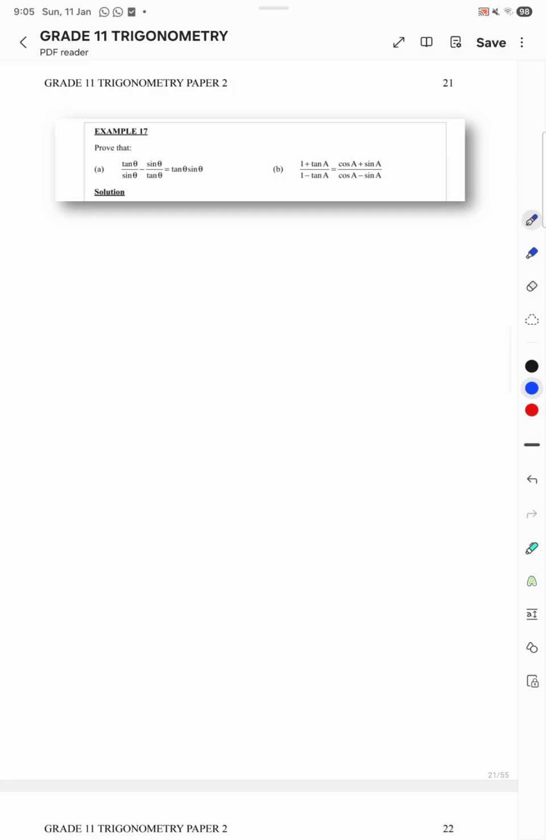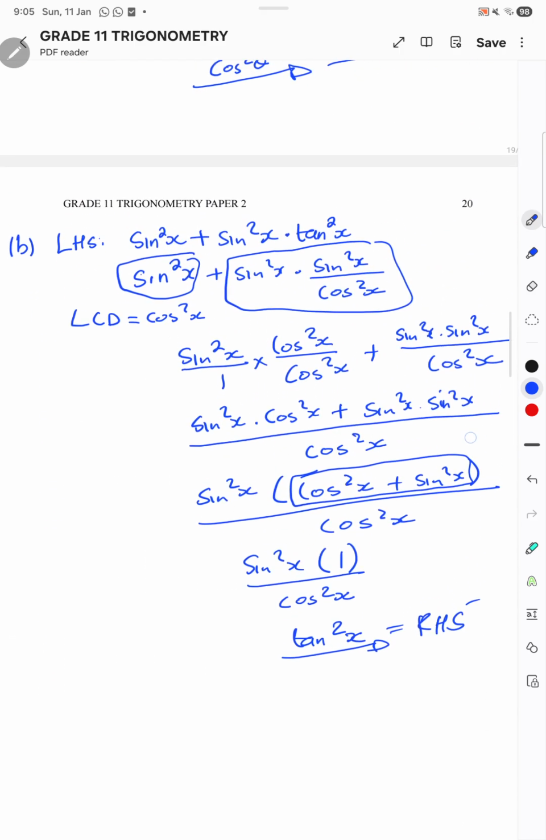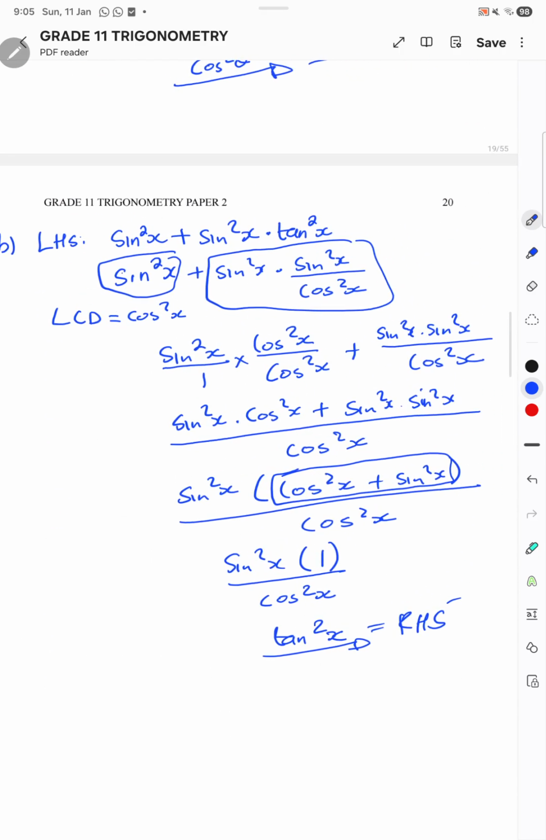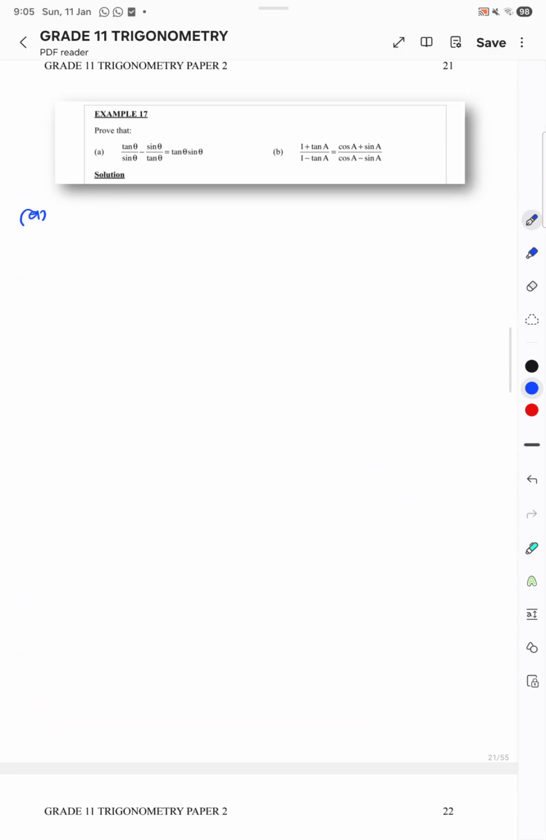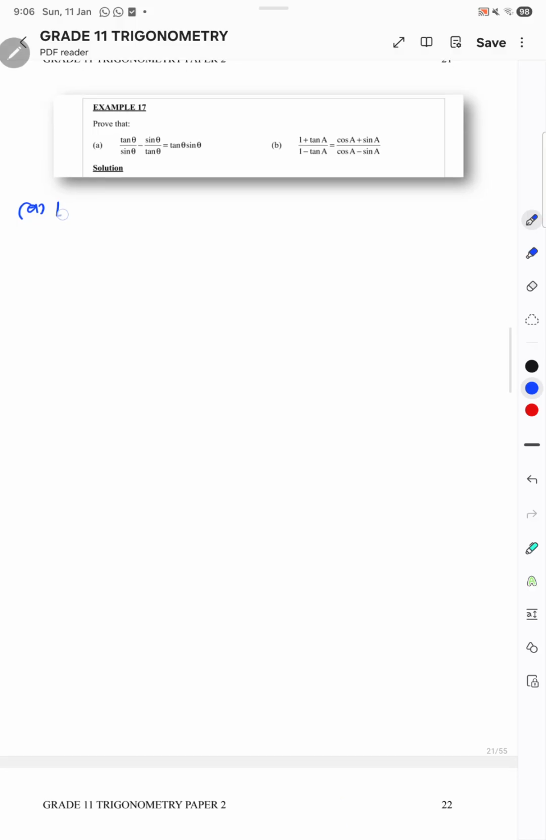Let's go to example 17. I don't know if I gave you guys enough time to check this, but you can always pause the video and write the stuff down. Example 17 now: I have tan theta over sine theta minus sine theta over tan theta, and the left has more information. So I have tan theta over sine theta minus sine theta over tan theta.